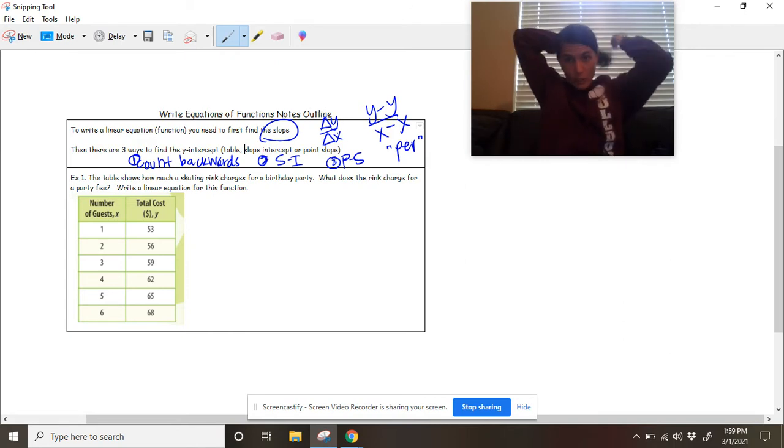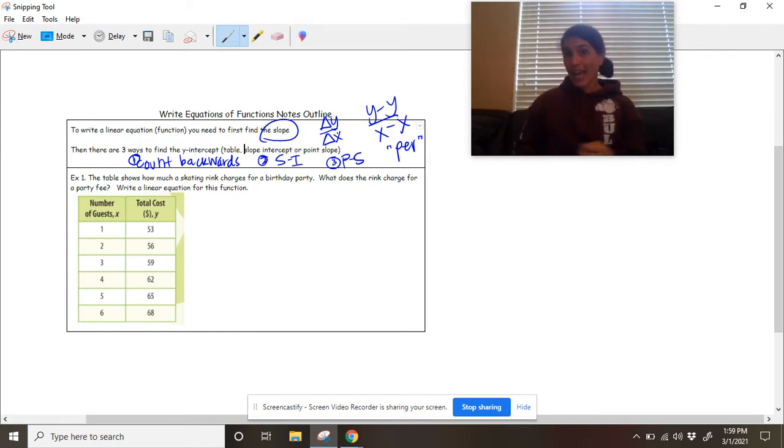So I'm going to just pull my hair back real quick because I have a piece of hair that's bothering me. And then I'm going to show you.